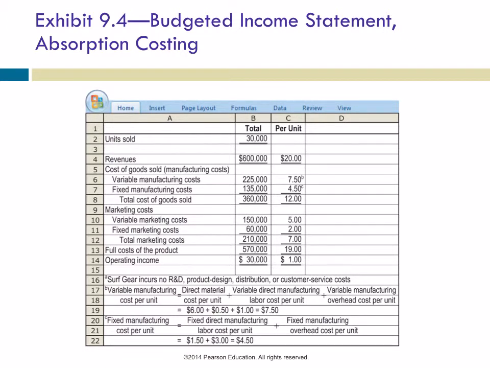It's just an example of a situation where we're looking at a budgeted income statement. So these are guesstimates. These are pro forma budget, basically pro forma financial statement. And we're using absorption costing, so we're basically looking at the unit costs when including all variable and fixed manufacturing costs. So we see here unit costs of $12. Once we add in all of the marketing costs, our full cost of the product is $19. Revenue is $20 per unit, so our operating income is $1.